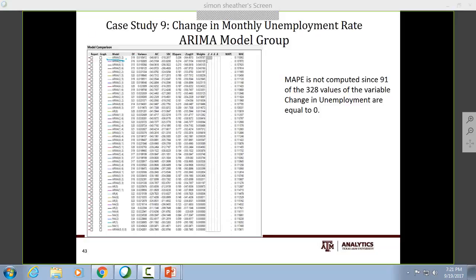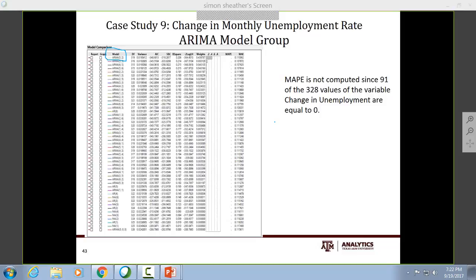AIC says order 5-2. Please shoot me now. Put me out of my misery. I'm not going to fit AR5. So this is a classic example where AIC wants to fit high order because it's chasing better predictions. It doesn't care about parsimony. It's happy to put in parameters that are not statistically significant.